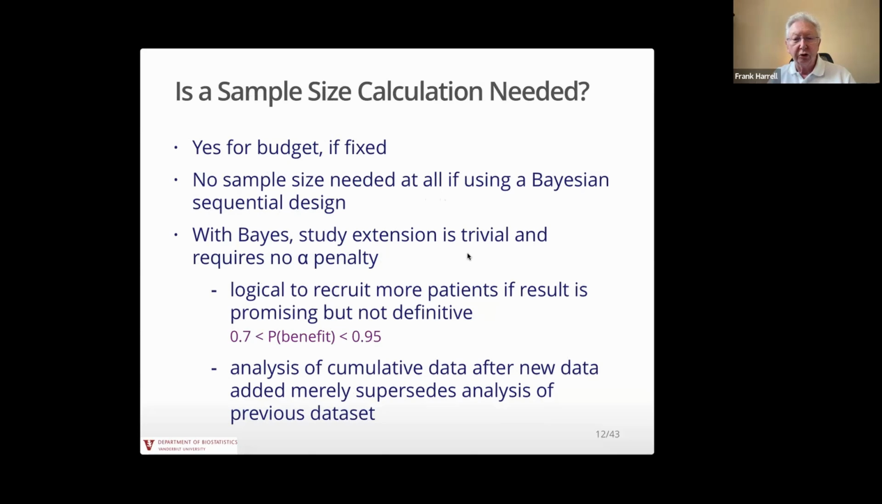With Bayes, study extension is trivial. It requires no alpha penalty whatsoever. So it's logical to recruit more patients if the result is promising but not definitive. Say the probability of benefit is between 0.7 and 0.95. Analysis of cumulative data after new data are added merely supersedes the previous analyses. So when you've done analyses along the way, these are interim analyses. When you get to a new analysis, the previous results are merely obsolete and are totally forgotten. That's why there's no multiplicity issue in the Bayesian world.